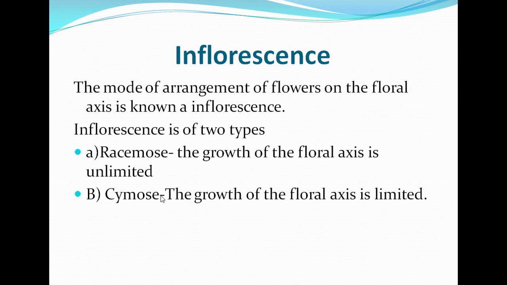So, what is inflorescence? Inflorescence is the mode of arrangement of flowers on the floral axis, and there are two types of inflorescence. One is cymose and the other is racemose. In case of racemose, the growth of the floral axis is unlimited, and in case of cymose, the growth of the floral axis is limited.